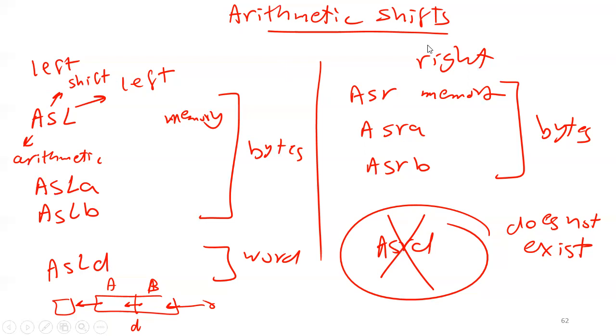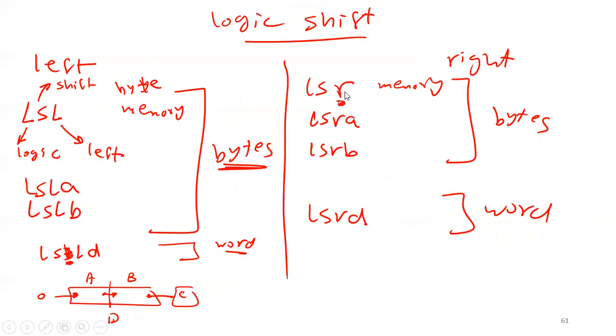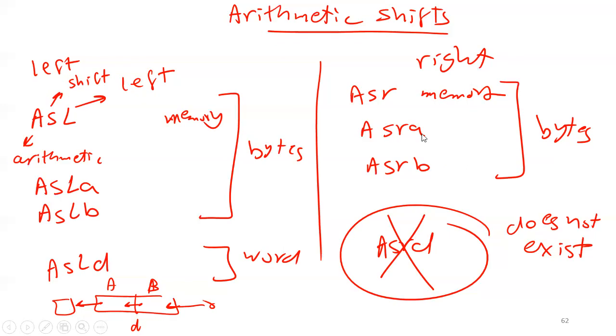So we have only arithmetic shift right for bytes. Okay, as you see. As I said, arithmetic shift right is different from logic shift right. Logic shift right, we shift with 0 all the time. Here, we shift with bit number 7, it's the same bit. Any questions?